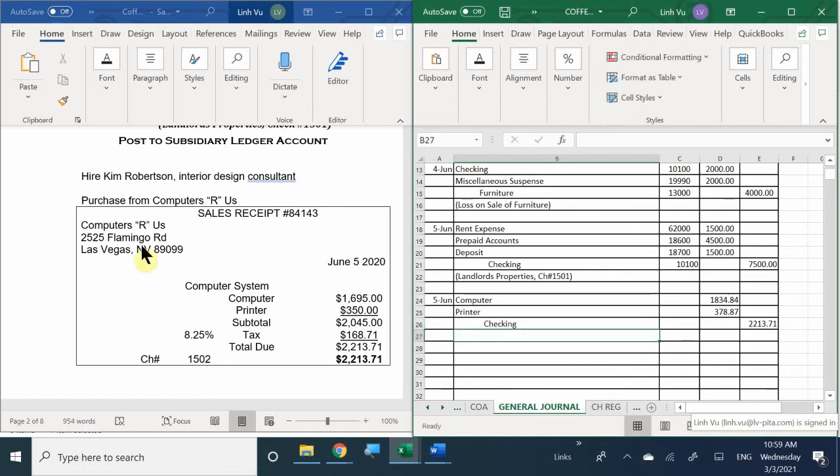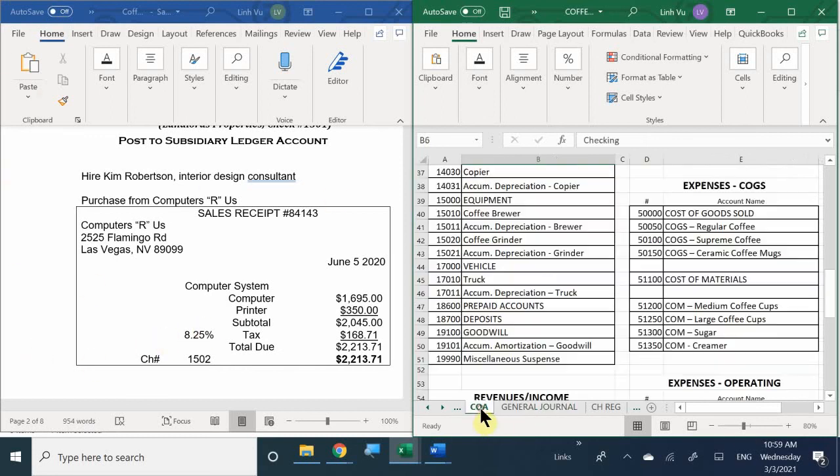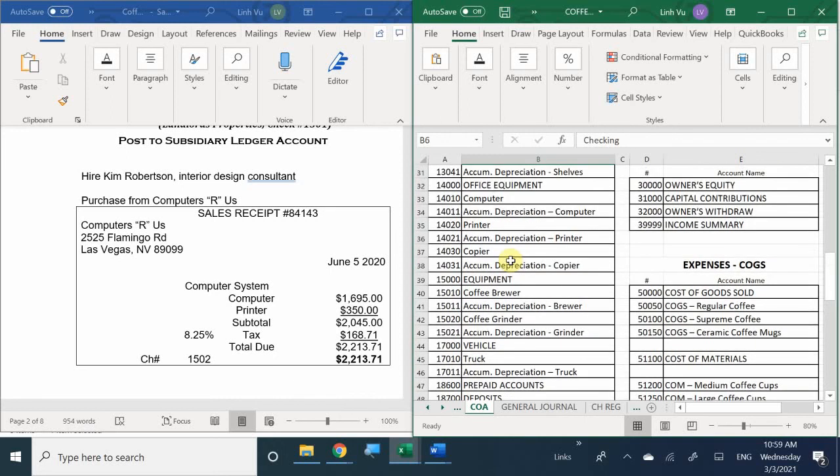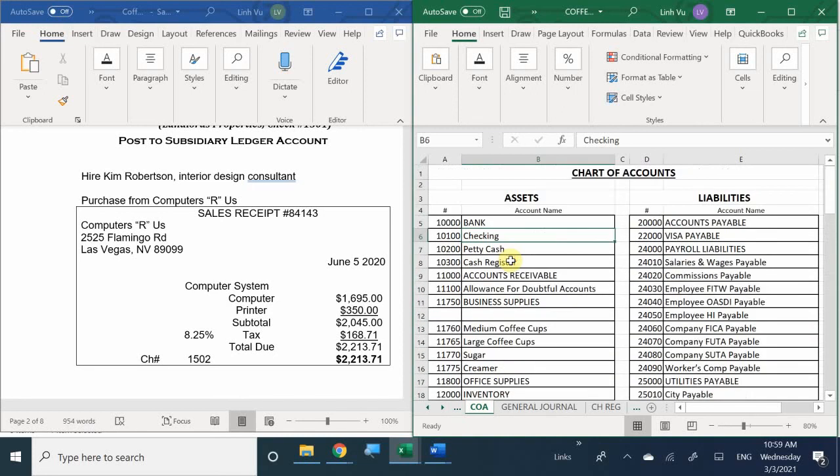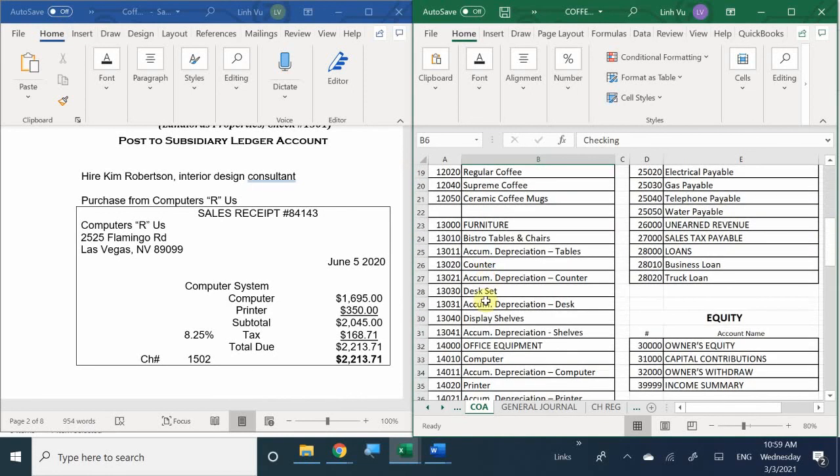Okay, so let's go ahead and go to our chart of accounts because we've entered in the information to solve for what the total amounts are. So let's locate where each asset belongs because we purchased fixed assets, right? So in this case, it's going to be under the main account of office equipment. So what is going to be the account number for the computer?